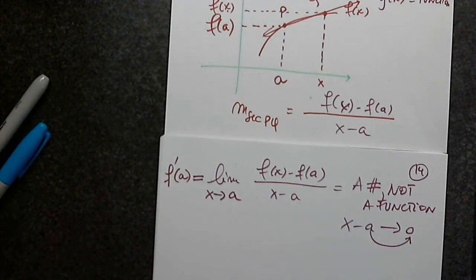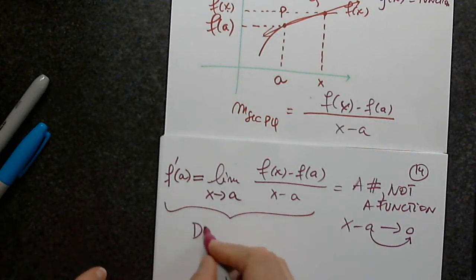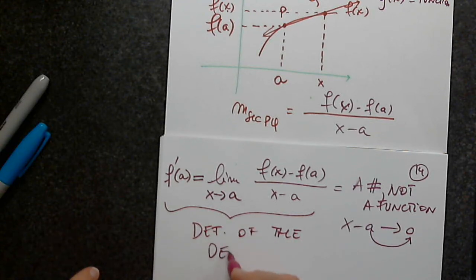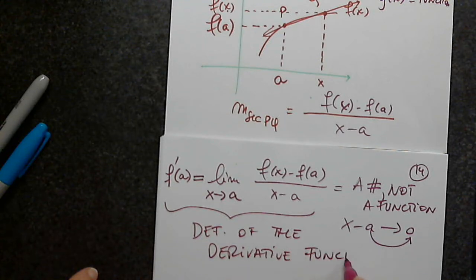We do have two definitions for the derivative at a point. So this is the definition of the derivative function evaluated at a, or x equals a. It's a number.